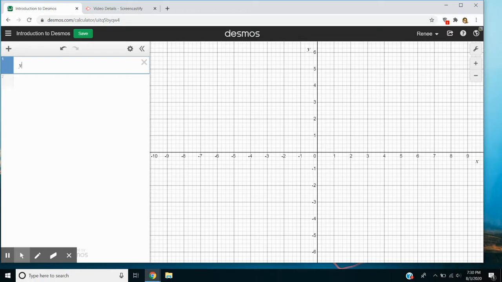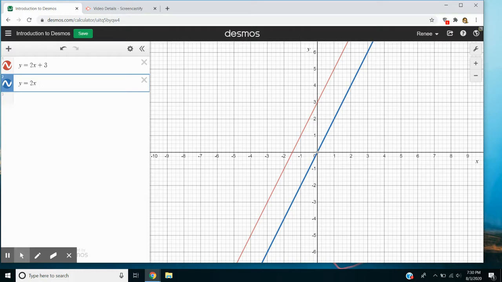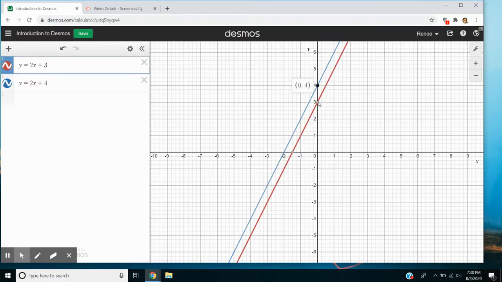So for example, we're very familiar with lines. So let's say y equals 2x plus 3. So we know that 2 is the slope and 3 is the y-intercept. So if I was to write another line and say y equals 2x plus 4, we know that this is going to have the same slope but be up and intersect the y-axis at 4 instead of 3, right? So we're very comfortable with lines, linear equations at this point.